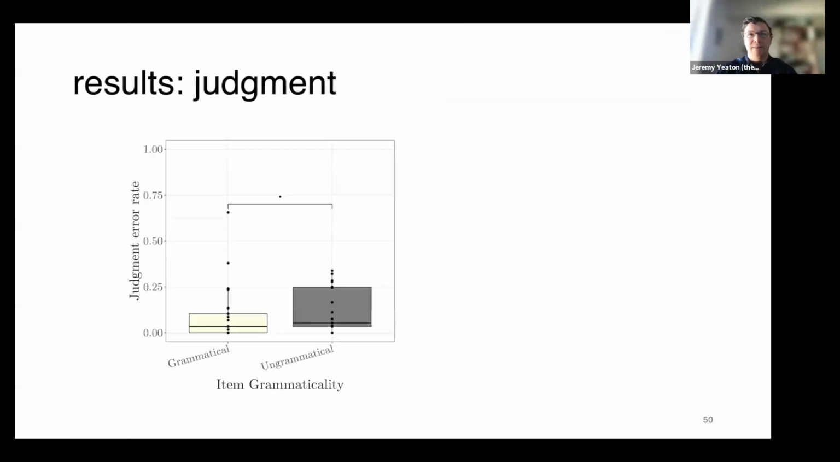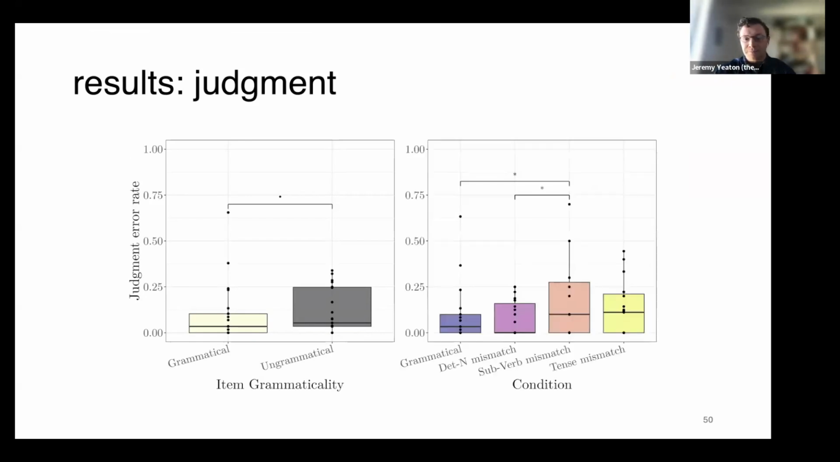But if we look at their acceptability judgments, they're very good at it. Unsurprisingly, healthy undergraduates can discriminate between grammatical and ungrammatical sentences. They're a little bit less accurate at the subject-verb mismatch condition than the other ones, but I didn't have any a priori hypotheses about how the different conditions would differ.